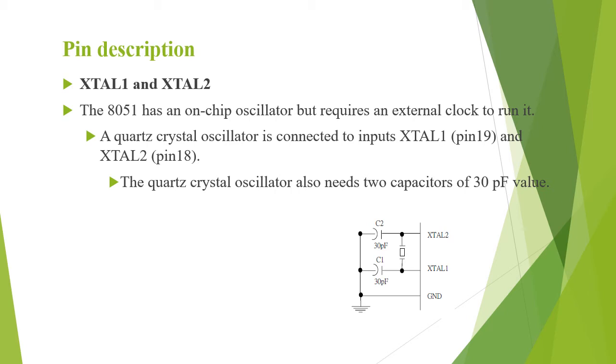So pin number 18 and 19, that is XTAL2 and XTAL1. It is the internal oscillator input and output. The 8051 has an on-chip oscillator, but it requires an external clock to run it. So a quartz crystal oscillator will be connected to the input XTAL1, that is pin 19, and XTAL2, pin 18. Also, this quartz crystal oscillator will require two capacitors of value 30 picofarad. So the connection is shown in the figure.